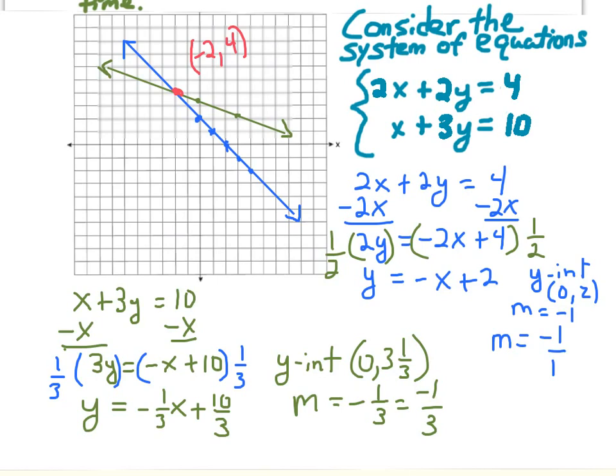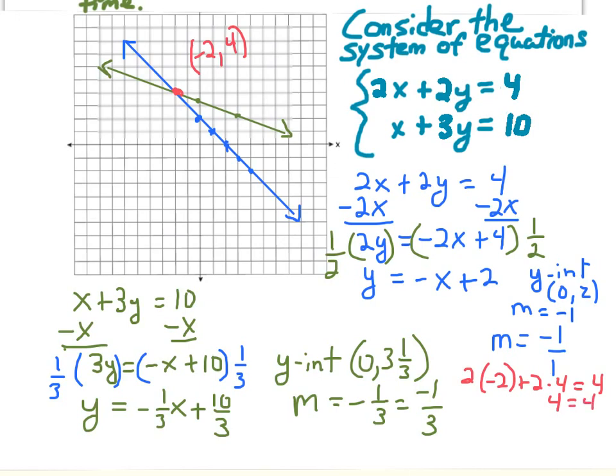And I'll show you that real quickly. If I plug in -2 for x and 4 for y, it'll make both true. Let me try the first equation: 2 times -2 plus 2 times 4. And does that equal 4? That's -4 plus 8, so that's 4 equals 4.